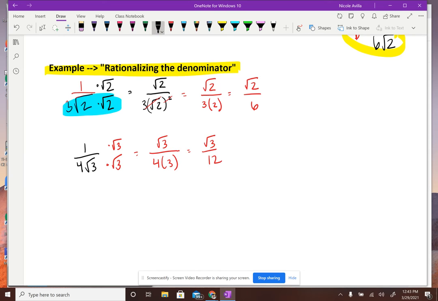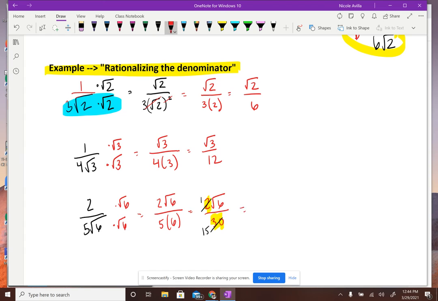Let's do one more just to show you. I don't know, I'll put like a 2 on top, and then let's go 5 root, let's say 6. Okay, so I'm going to multiply top and bottom by the radical that I want to get rid of on the bottom, which is square root 6. So I'm going to have 2 times square root 6 on top now. And then I'm going to have 5 times 6 on bottom. 5 times 6 is 30. I could then simplify the 2 and the 30 as 1 and 15. And that would give me root 6 over 15.